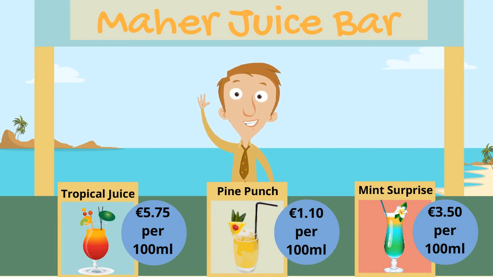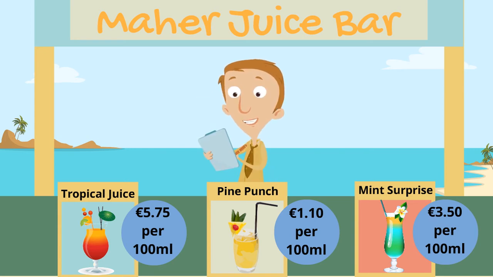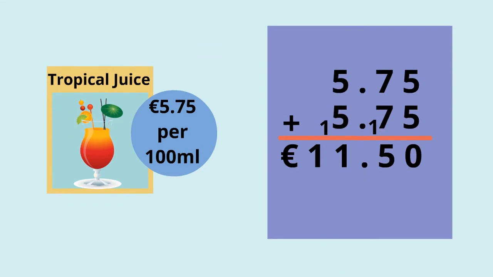First order coming up. Can I have 200 milliliters of tropical juice, please? Okay, 200 milliliters of tropical juice. And it costs $5.75 for 100 milliliters. Pause the video and give this one a try. Well, here's what you should have got.